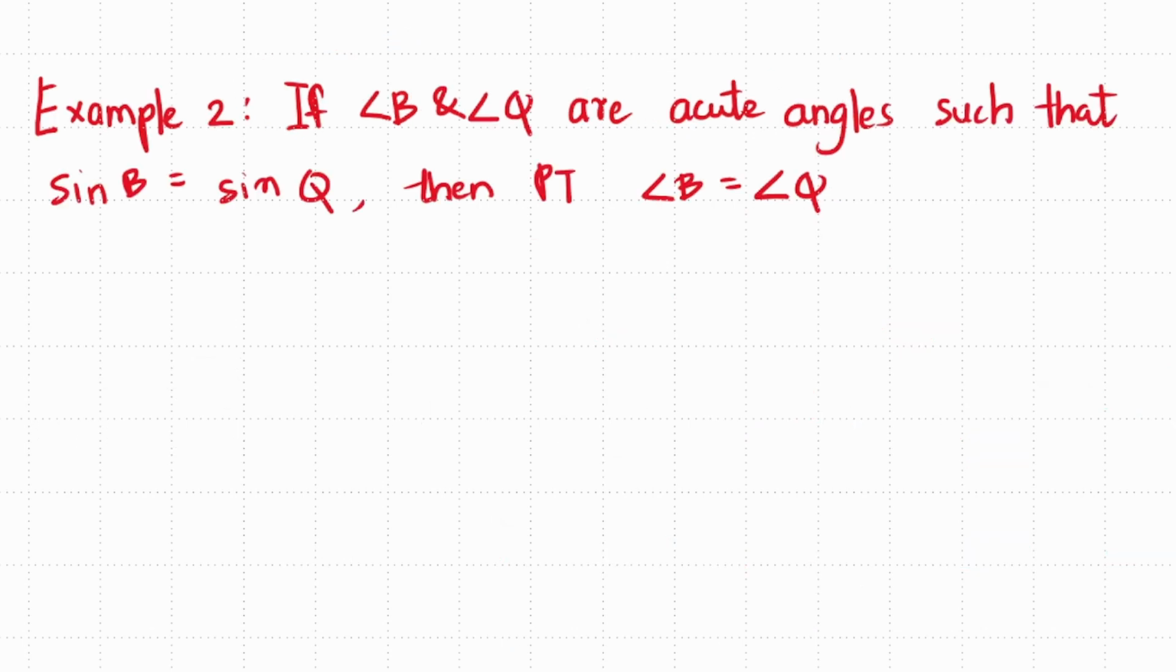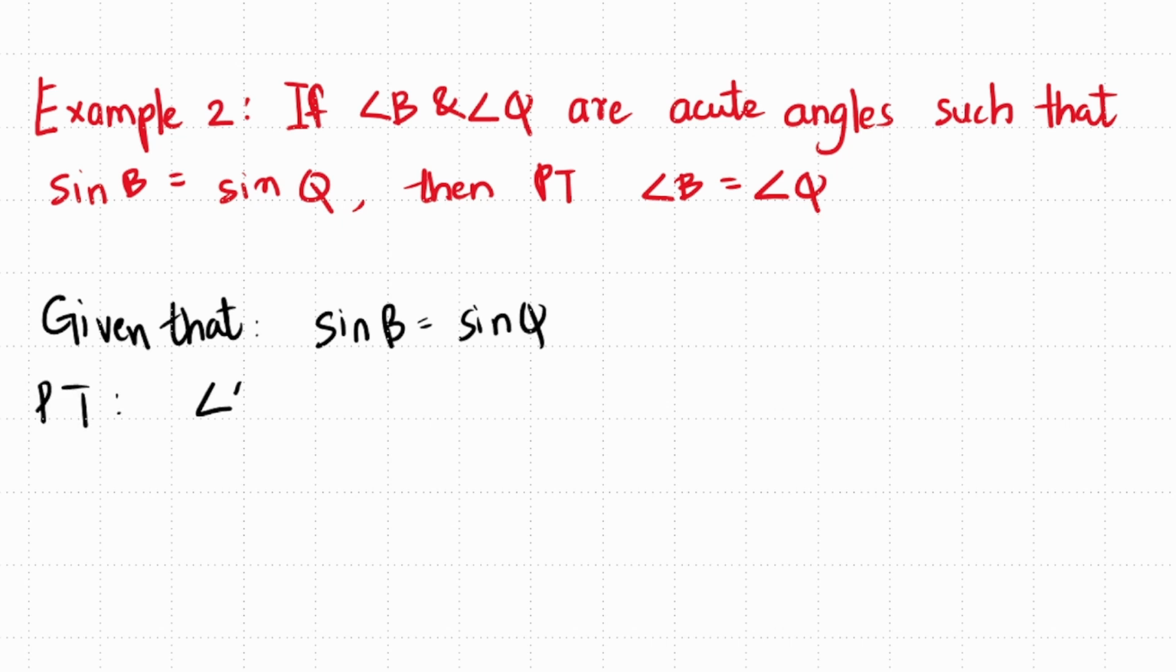Let's move on to the next example. That is, angle B and angle Q are acute angles such that sine B equals sine Q. Prove that angle B equals angle Q. So we'll have it given, since it's a proof, we'll write in the question it's given sine B equals sine Q, right? Then you need to prove that, that is PT, angle B equals angle Q.